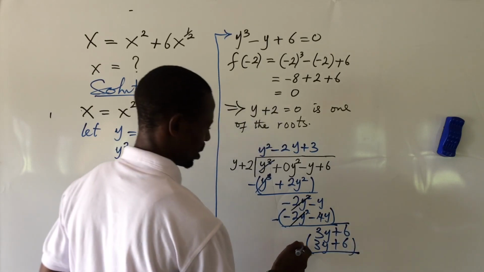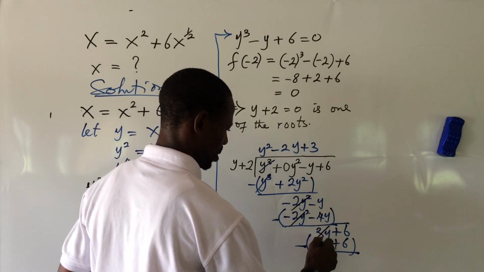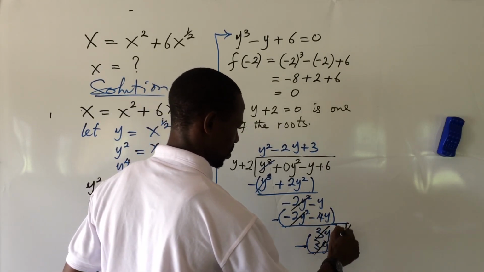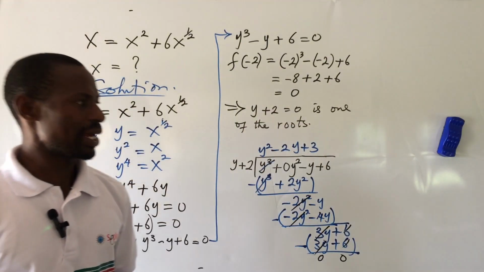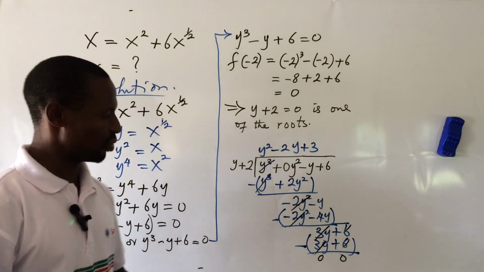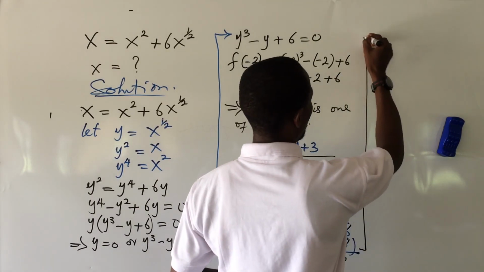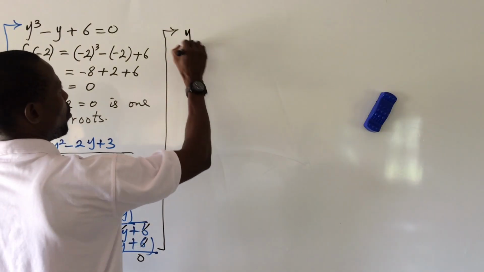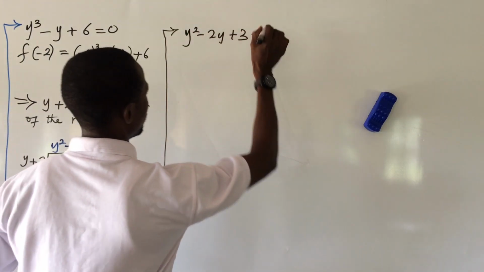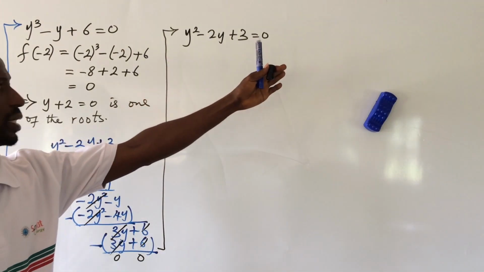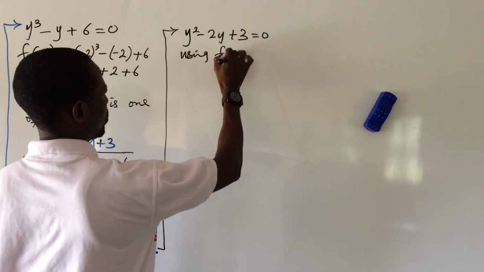And if you put your minus sign into this, then automatically we're going to have here plus 3y minus 3y will give us 0, plus 6 minus 6 will give us 0. So at the point where we have 0, 0, we take our answer here and solve quadratically. So from here, let's proceed again. Our equation, we now have here y to the power of 2 minus 2y plus 3 equal to 0. So we can solve this quadratically now, using the formula method.